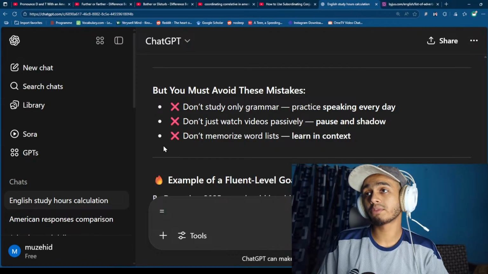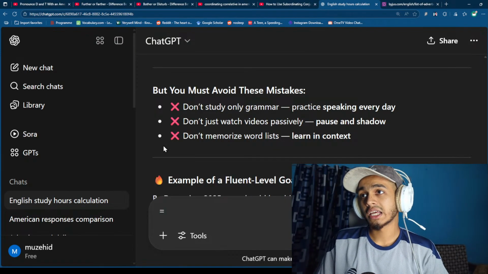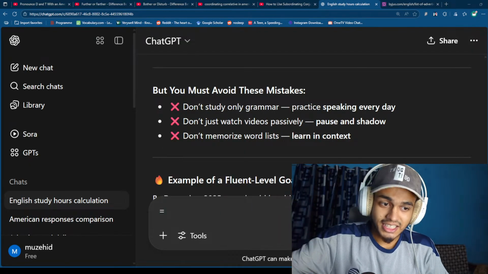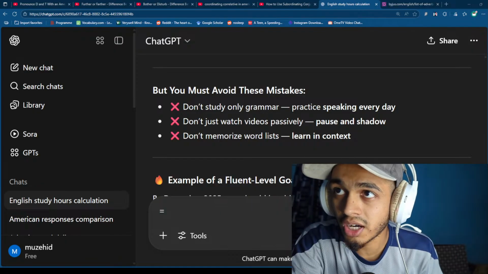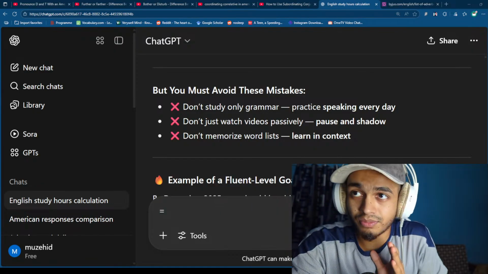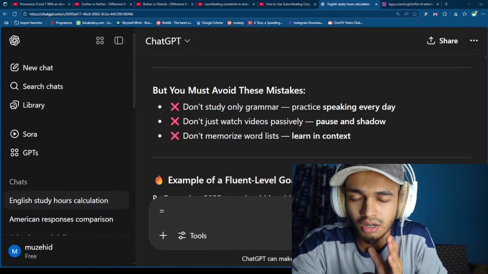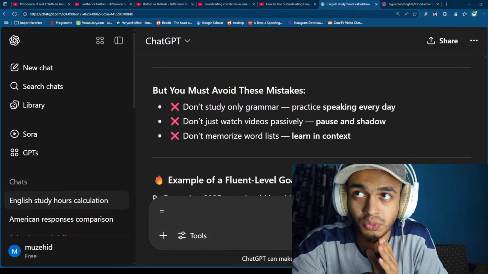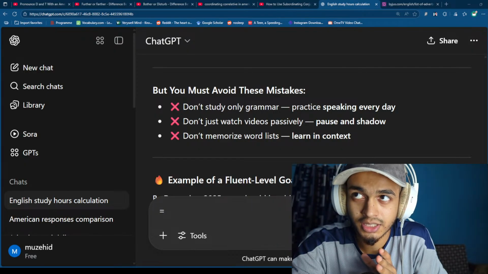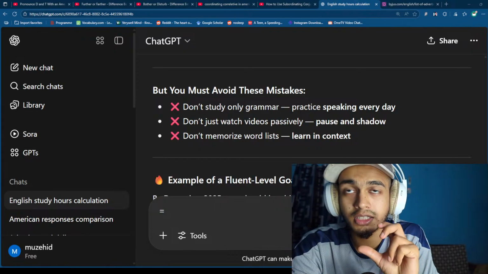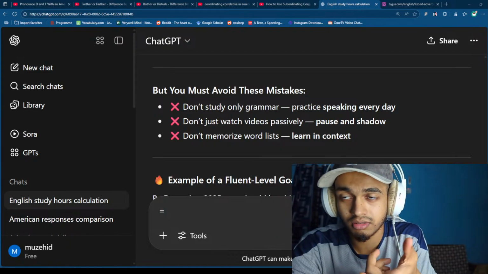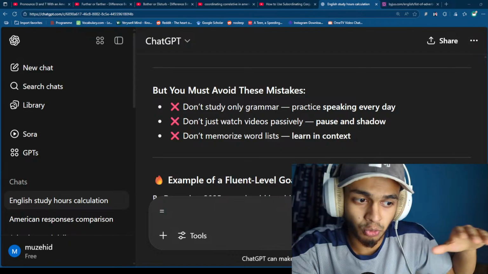We have to avoid these mistakes when we are learning English. It's a very important thing for any language. Learn vocabulary with context, and watch videos with the pause and shadow technique. And don't study only grammar. Learn grammar, but use it and practice speaking in that language, you know? In that way.